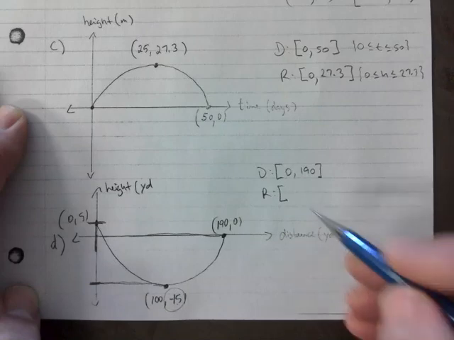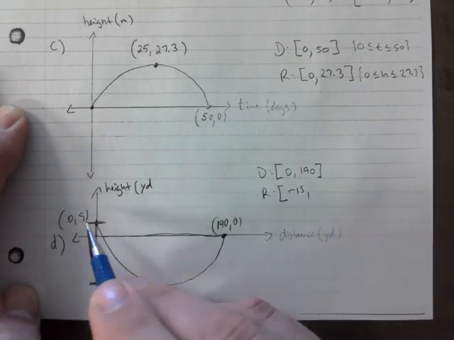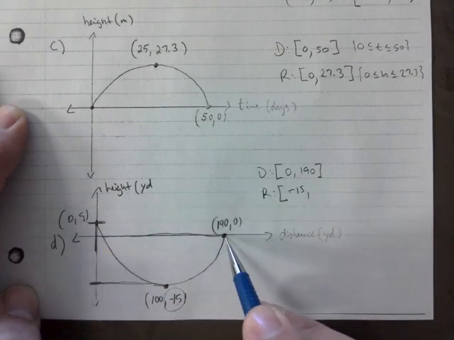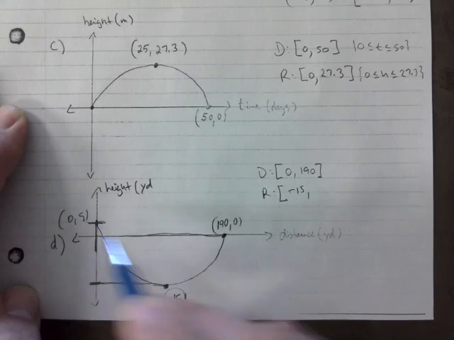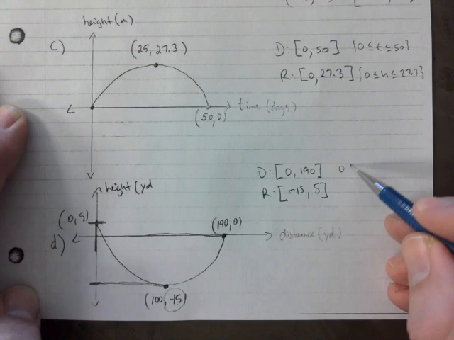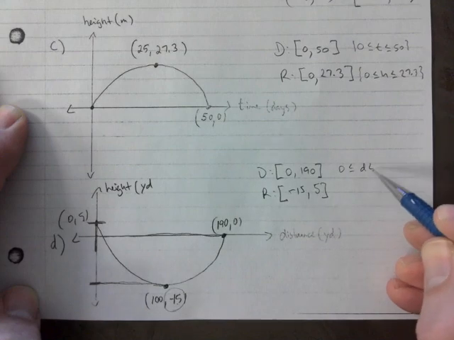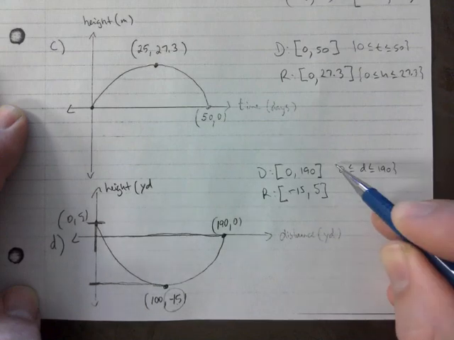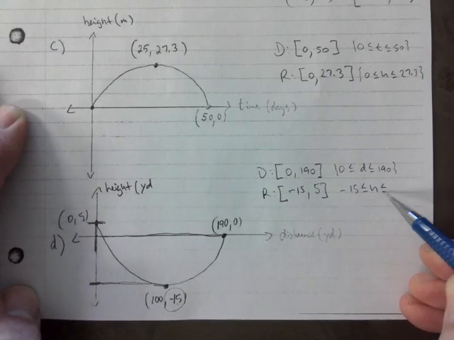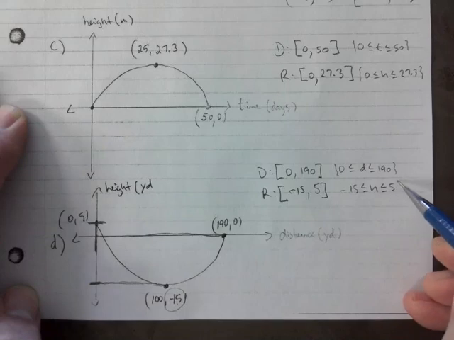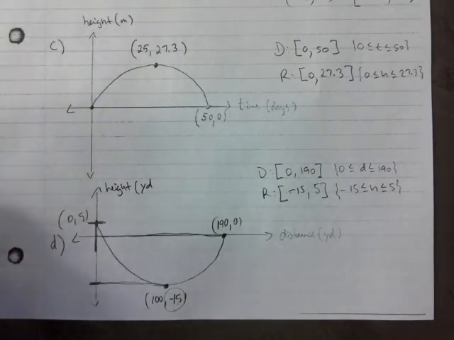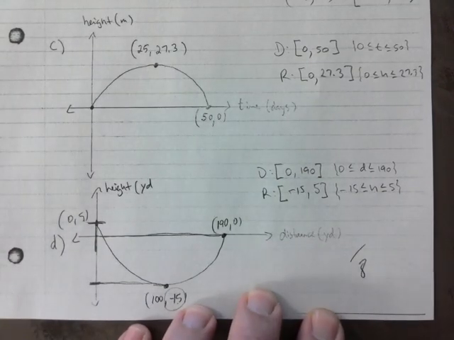So you go from negative 15 all the way to 5 in this case. Not 0, because 0 isn't the highest, right? It actually is over here, so it's 0 to 5. And that would be 0, distance 190. This would be negative 15, height 5. Okay, so 1 mark for each there. So this page is worth 8 so far.